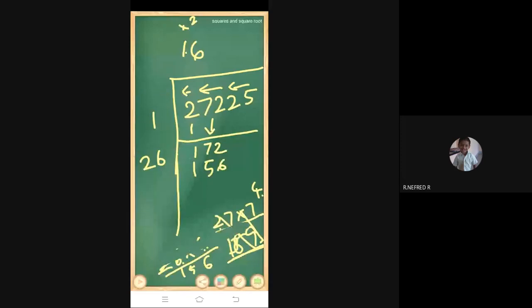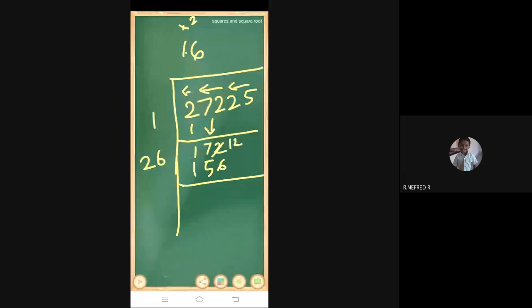Now again, we have to proceed further. So let us proceed further. This becomes 12. So 12 minus 6 is nothing but 6. 6 minus 5 is nothing but 1. Now let us bring the next pair, 25. Again, we have to multiply the 16 by 2. When we multiply 16 by 2, what happens? It becomes 32.